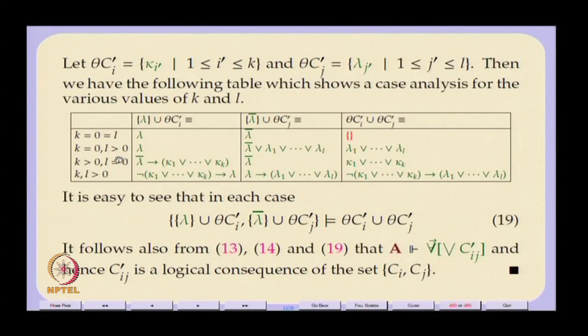And in the other cases, if you were to take the case when k is 0, which means that theta C I prime is empty and therefore you have only lambda there, whereas L is non-zero, then you essentially have lambda bar, or that entire clause represents an OR of literals, and lambda and lambda bar or all this essentially logically implies lambda 1 or to lambda L. And these are essentially validity preserving logical consequences.